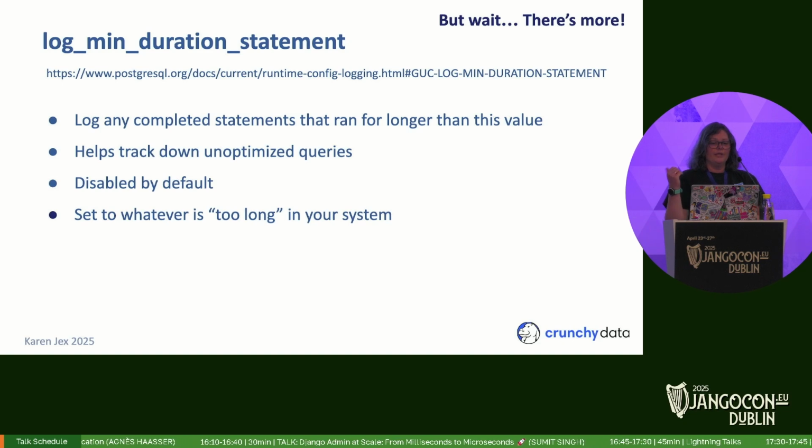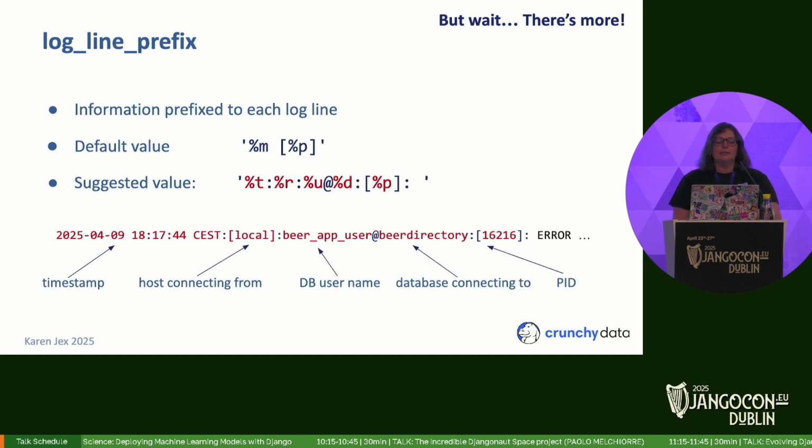So the first is log_min_duration_statement. That is going to make sure that any statement that runs for longer than the time you specify is written to your Postgres logs. It's disabled by default, so you won't get the statements written there. So that can help you track down unoptimized queries in your applications. Really useful for development and debugging purposes, but it could cause a lot of noise if you switch it on in production, so just be very careful and set it to a value that is really whatever counts as too long for your system.